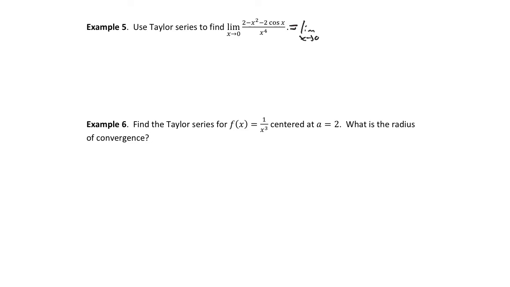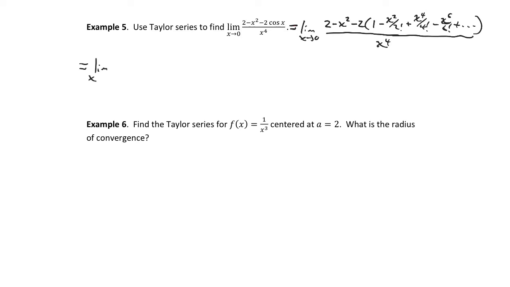And then 2, well, that's just a constant, x squared. Of course, we don't have a Maclaurin series for that. But then we have minus 2 times the cosine, which is 1 minus x squared over 2 factorial plus x to the 4th over 4 factorial minus x to the 6th over 6 factorial, and so on. Now we're somehow supposed to divide this by x to the 4th. Dividing by x to the 4th, I find that's going to be a little problematic, so I'm going to move that division by x to the 4th to a multiplication by 1 over x to the 4th.